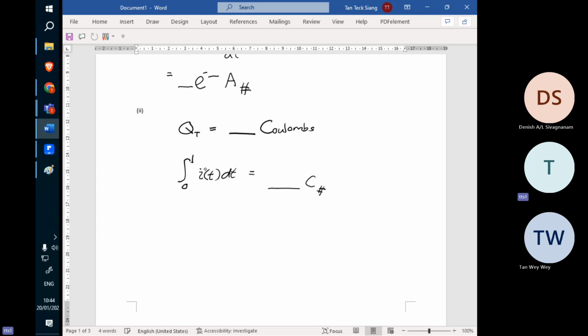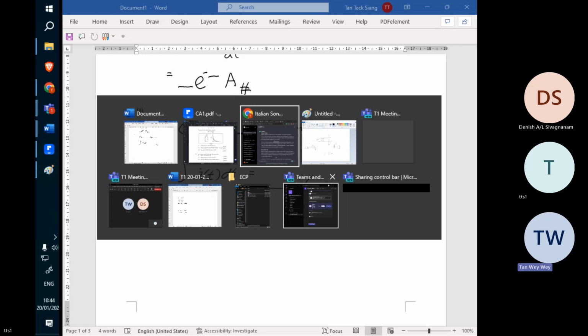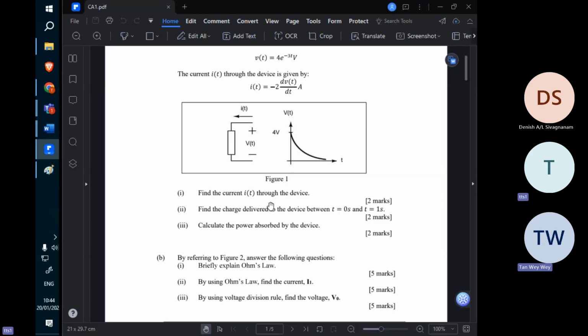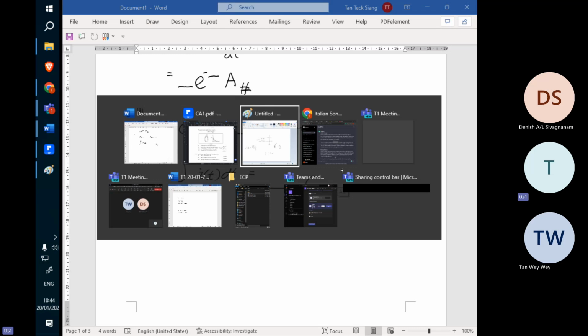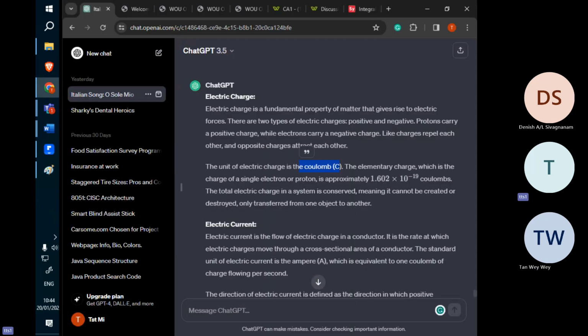Don't be fooled by this current. Looking at current, most people think the answer is ampere. It's not. It's coulomb, because this matches the question also. The question says measure the charge, not measure the current. So current and charge have this relationship.